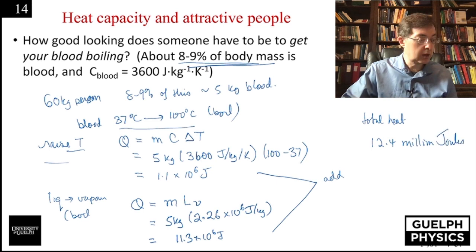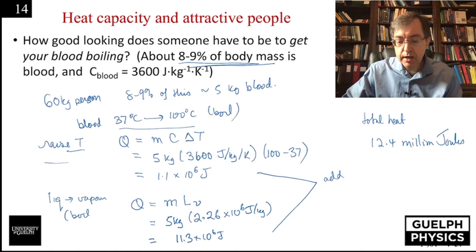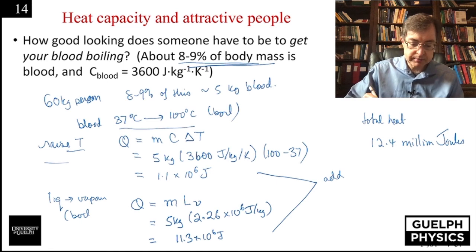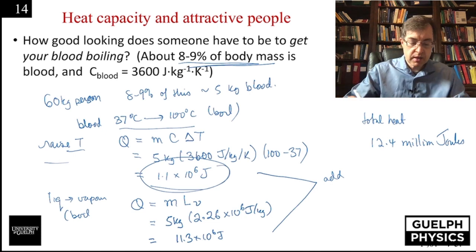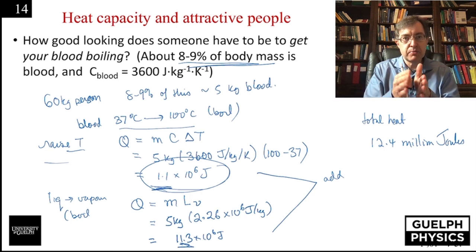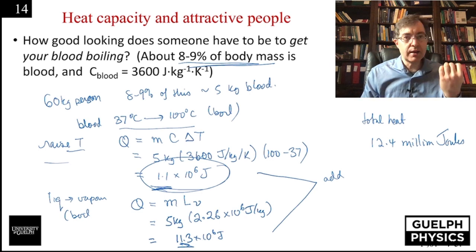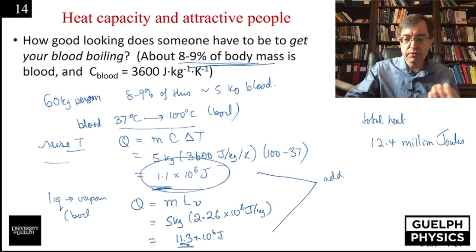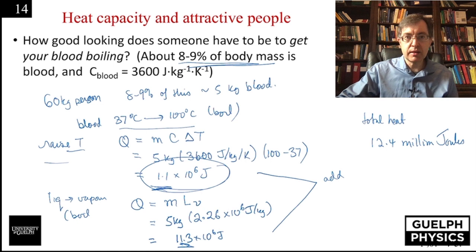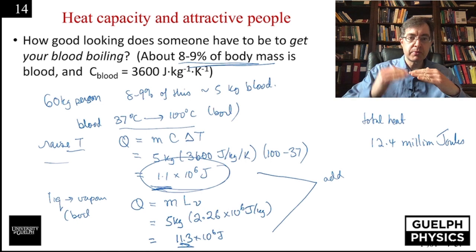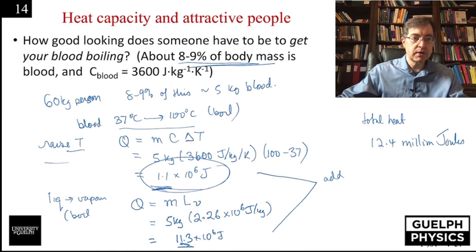which seems like quite a lot, and it is. The other thing to notice is that the amount of heat required to actually just raise your temperature all the way from 37 degrees up to 100 degrees is only 1/10 of the amount of heat that actually takes you from the liquid to the vapor. And so the latent heat is quite a substantial amount of heat required. Okay, it's 10 times more heat than the entire amount of heat required to raise your blood from 37 degrees to 100 degrees centigrade.